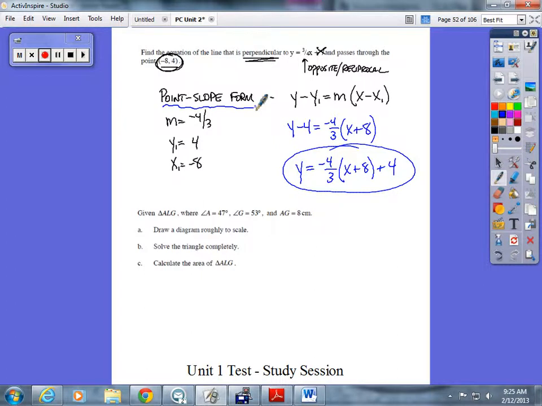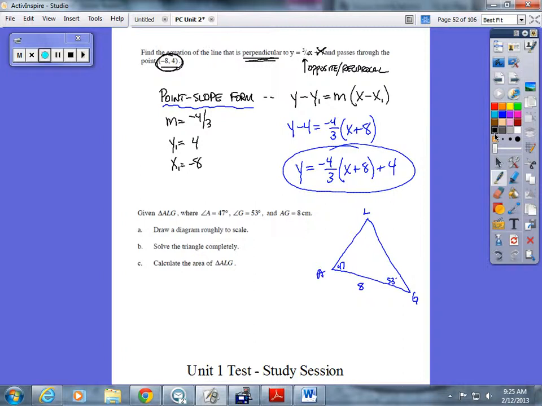Next, a little geometry review here. Given triangle ALG, where angle A is 47, angle G is 53, and side AG is 8, draw a diagram, roughly to scale. I'm not really worried about that. Okay, we have A, L, and G. They tell us angle A is 47. They tell us angle G is 53. And side AG is 8.